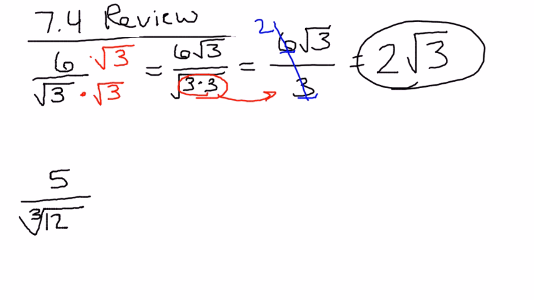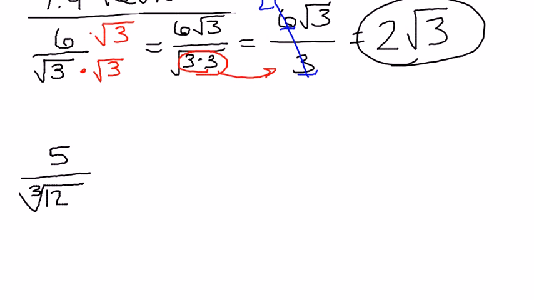Alright, the next example, look down below. We've got 5 divided by the cube root of 12. With cube roots or higher roots, you have to be careful. You cannot just multiply by the root that's in the denominator by itself. Multiplying something by itself gives you a perfect square. We're not interested in perfect squares anymore. We're now interested in creating a perfect cube. So watch, here's a trick.